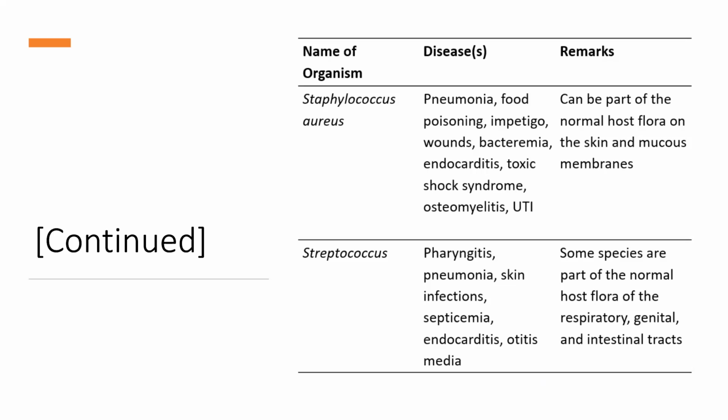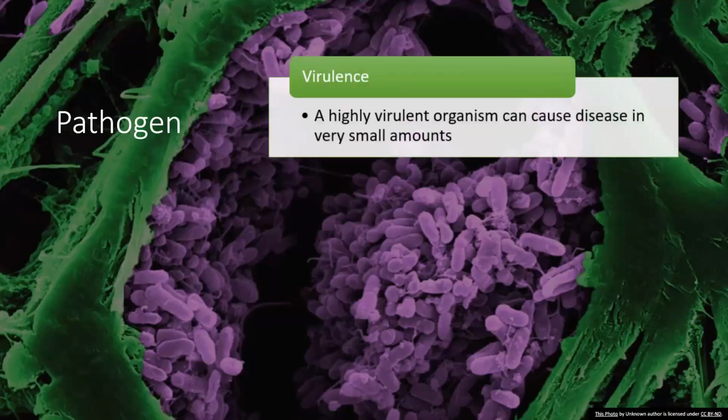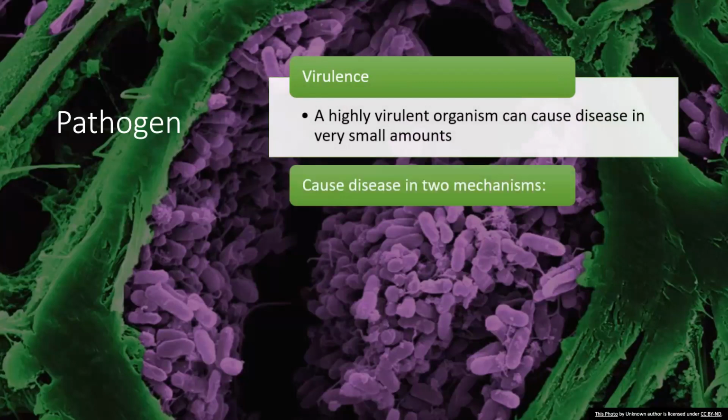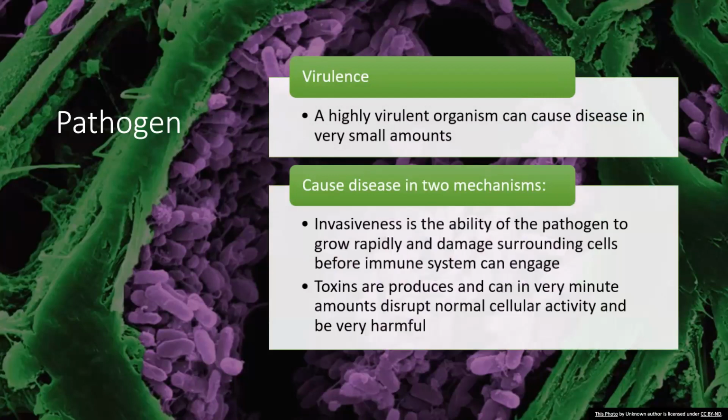Then Streptococcus causes pharyngitis, pneumonia, skin infection, septicemia, endocarditis, or otitis media. And some species are part of the normal host flora of the respiratory, genital, and intestinal tracts. So these pathogens are virulent, and highly virulent organisms can cause disease in very small amounts. They cause disease by two mechanisms. Invasiveness is the ability of the pathogen to grow rapidly and damage the surrounding cells before the immune system can engage.